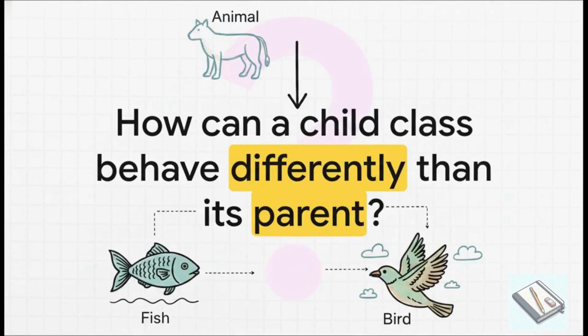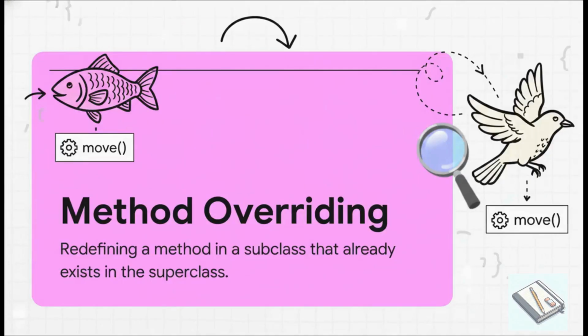Okay, inheriting behavior is great. But what if the child class wants to be a bit of a rebel? What if the parent's way of doing things just isn't quite right? A general animal might have a move method, but a fish and a bird, well, they're going to move in very different ways. And this is exactly where method overriding comes into play.